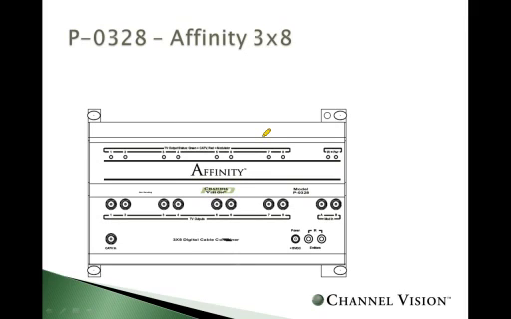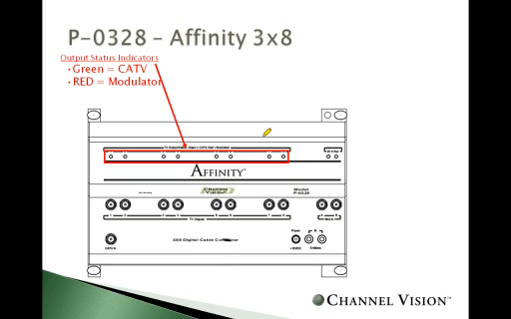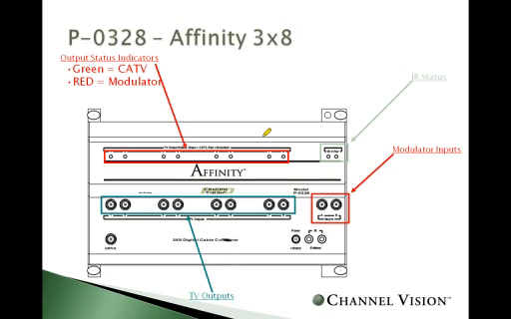If you take a closer look at the Affinity unit, you'll see that you have indicator lights to tell you if you're on cable TV, or red if you're on a modulated feed. You have your IR power signal status indicator, as well as 2 modulated inputs, 8 television outputs, 2 emitter outputs for control, and your CATV input.